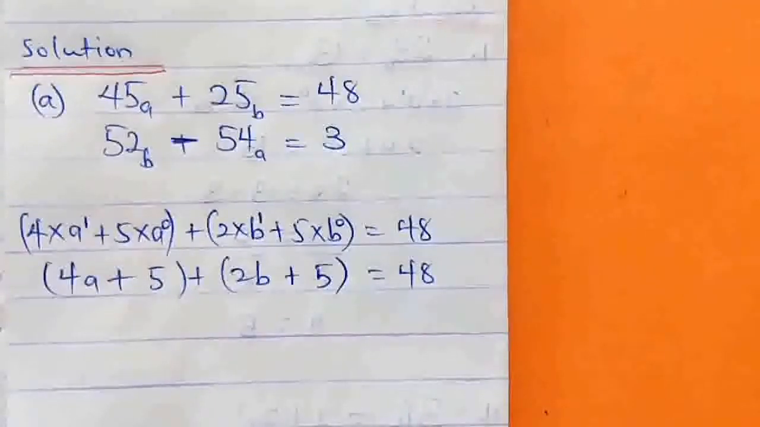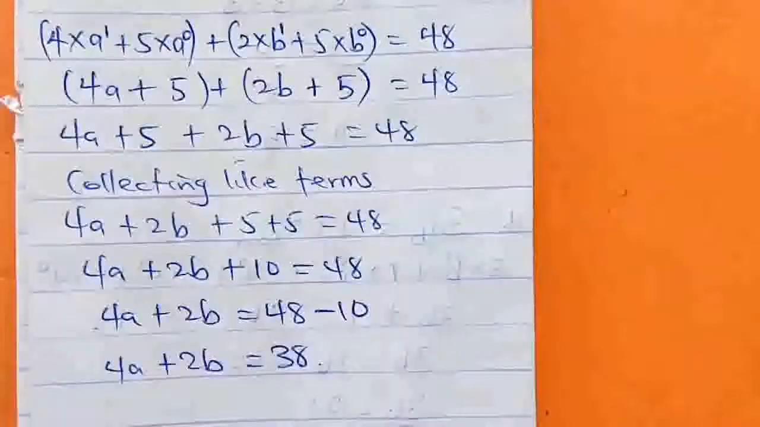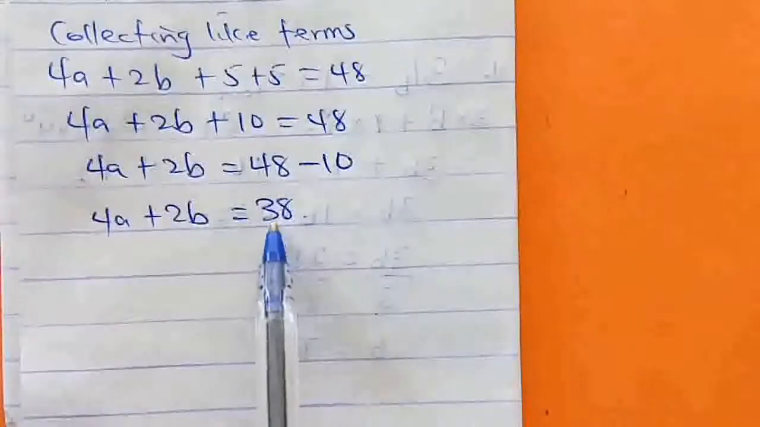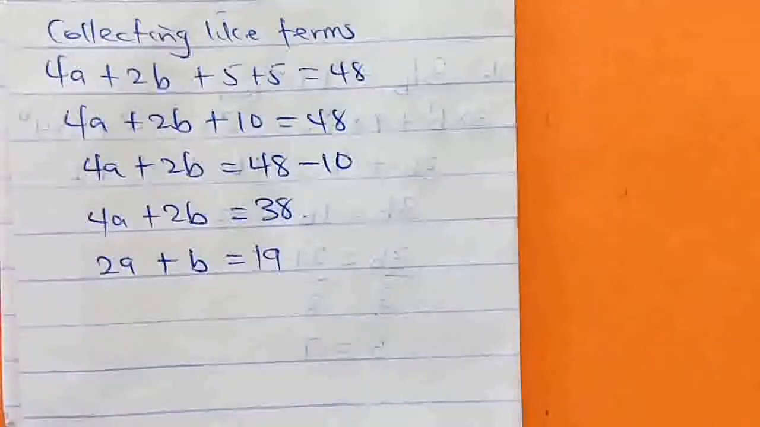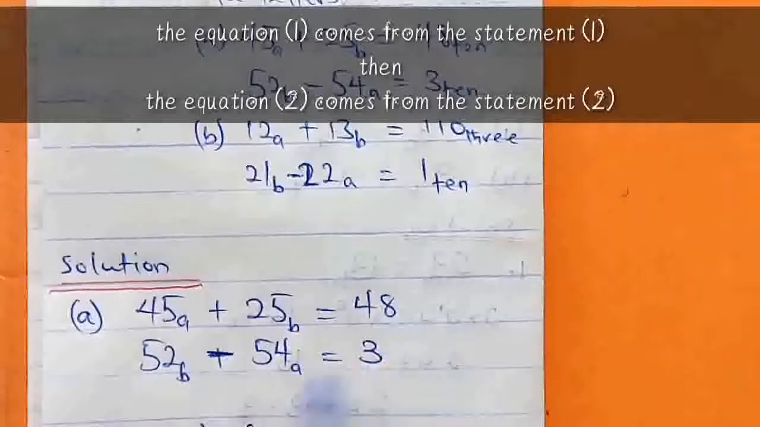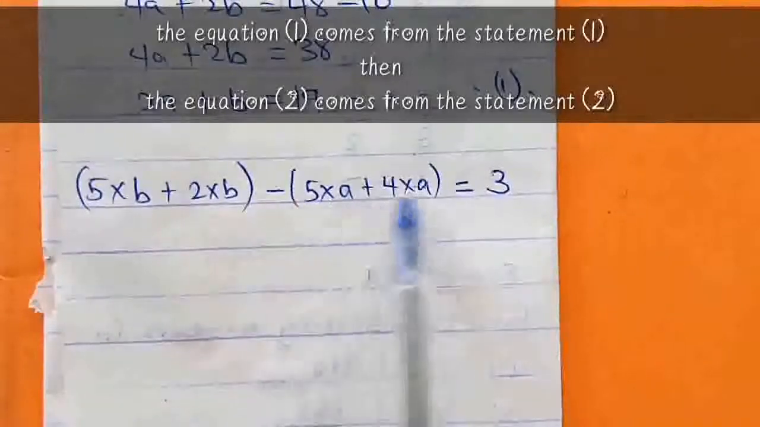Opening the bracket, we have collecting like terms. We have 2 can divide 4 and 2 can divide 2, and 2 can also divide 38. If 2 divide throughout, I will have this serve as my equation 1. From the second statement, let's convert this to base 10. This minus will make these values to be negative.